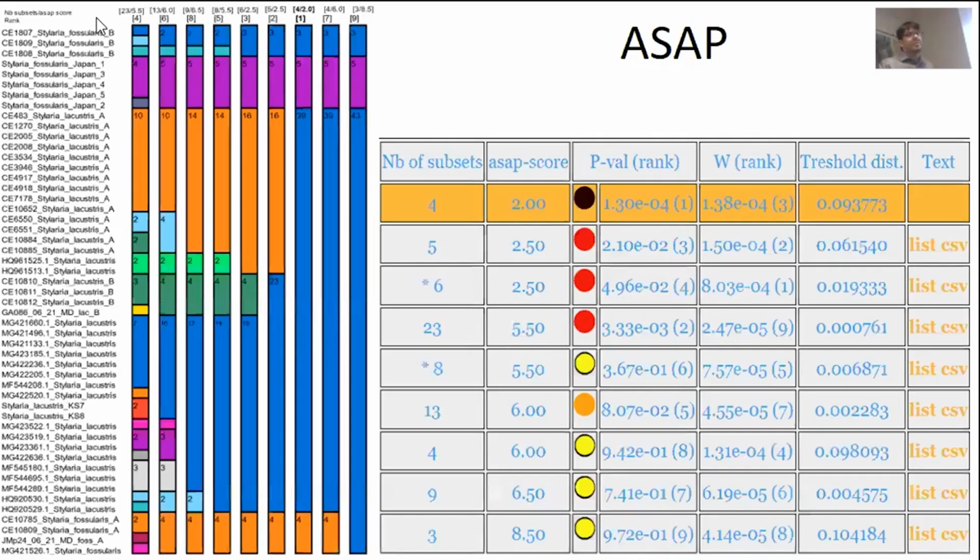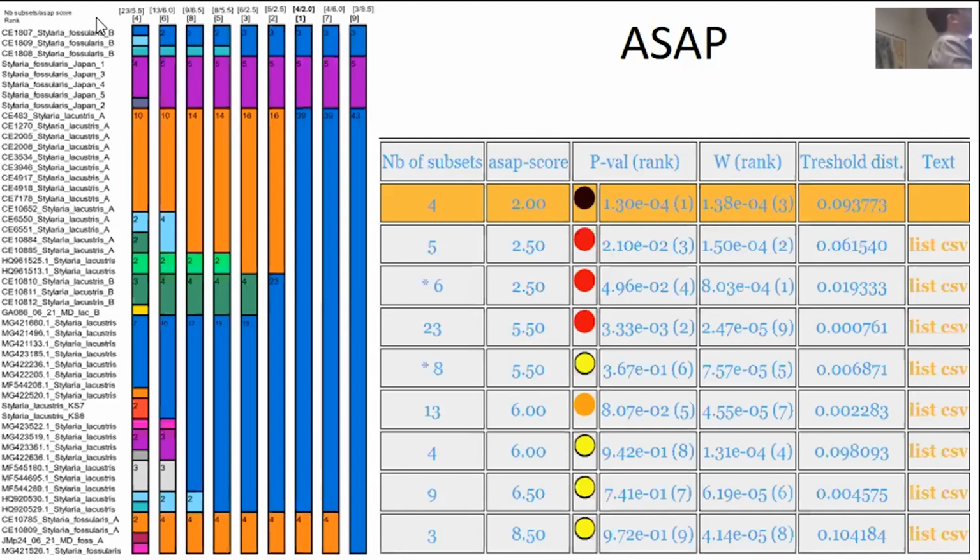So for ASAP, we got 2 main things. The only things we're really going to focus on, I forgot to change this too, are the number of subsets and the ASAP score. The number of subsets is the number of species in that partition. There are 9 different partitions. For the ASAP score, the lower the score, the more supported that partition is. Our lowest score is only 2, and it partitions them into 4 subsets, so into 4 species. That matches this line right here. It's really hard to see the numbers.